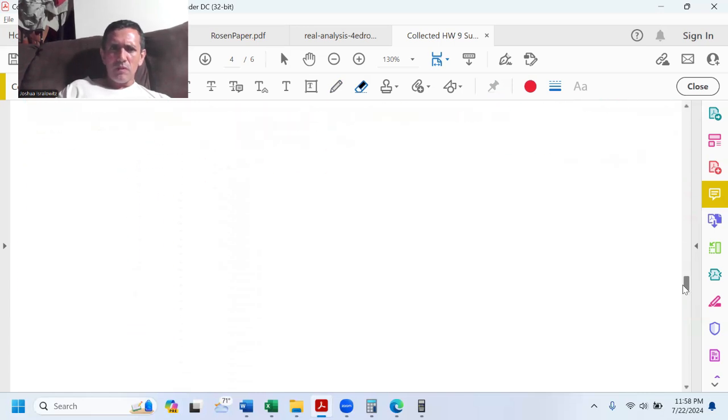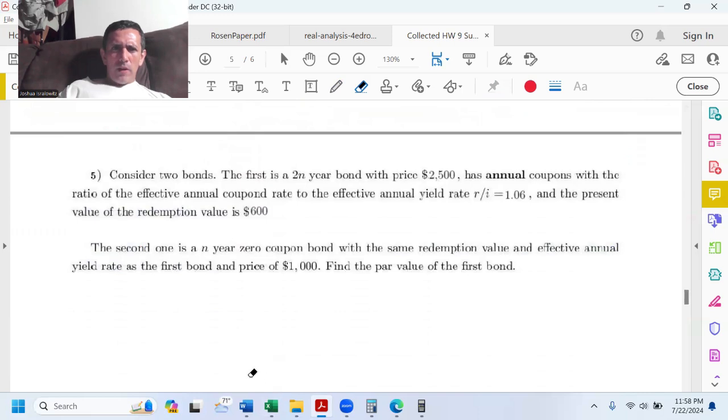But anyway, okay, number 5. This is like that crazy exam FM problem. But it's really not that bad if you think about it, and I do an example like it. So you got these two bonds. First one's a 2N year, 2,500 price, annual coupons, R over I is 1.06, redemption value 600. Much easier to start off with bond 2.